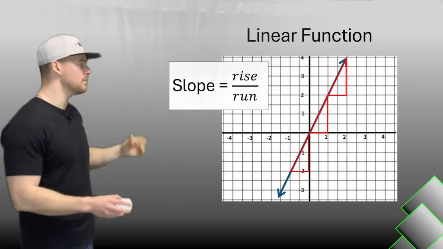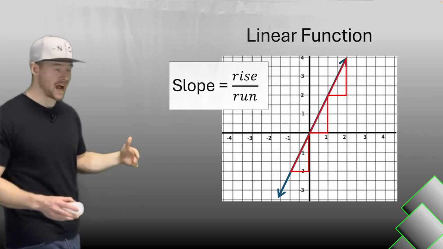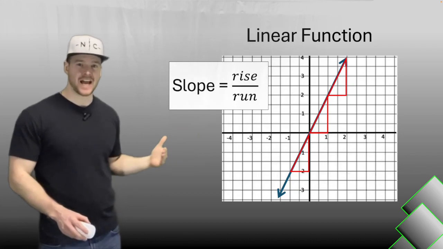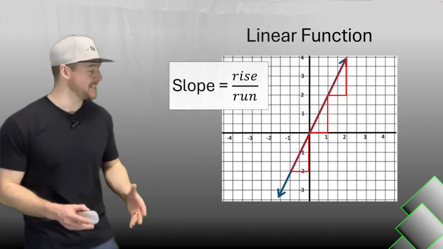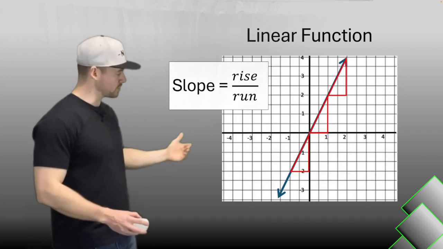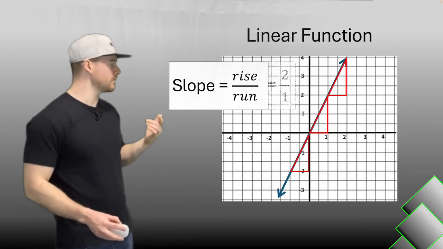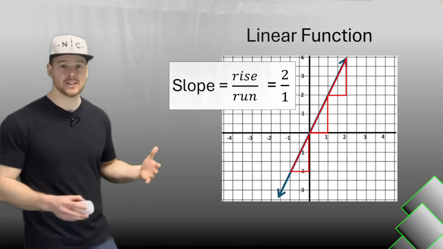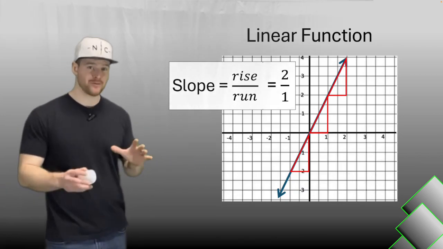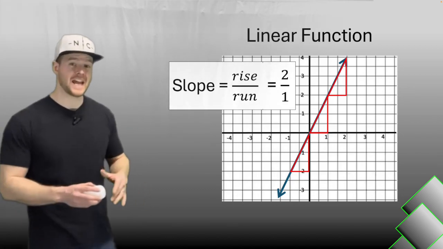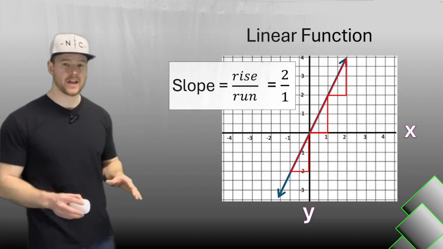Slope is calculated by the rise, the change up and down, divided by the run, the change side to side. For this graph, it's a pretty easy calculation. Our rise was going up 2 for our run, which is going across 1. So we put in 2 for rise and 1 for run, and that calculates our slope. We could leave it as 2 over 1 as a fraction if your teacher likes that, or you could just simplify it to 2.